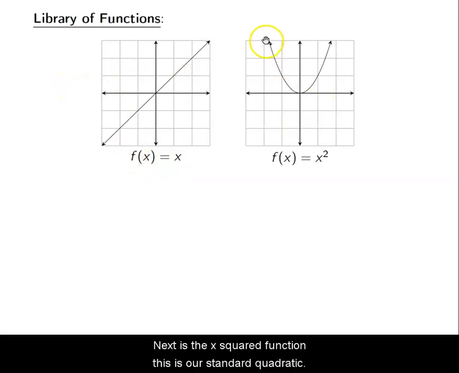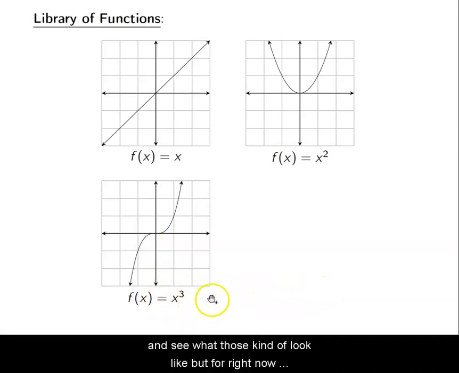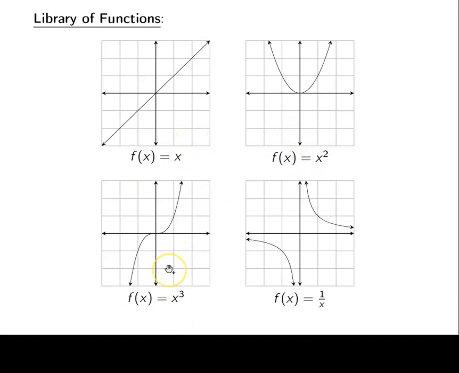The next is the x squared function. This is our standard quadratic, okay? The x cubed function is very important. Later on in chapter 3, we will keep going up and up in powers and see what those kind of look like. But for right now, these three are our most basic polynomials, okay? First degree, second, and third degree polynomials.